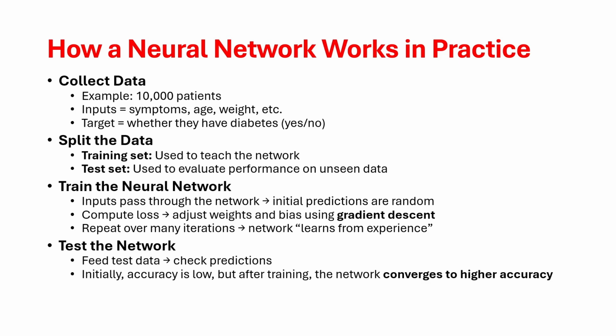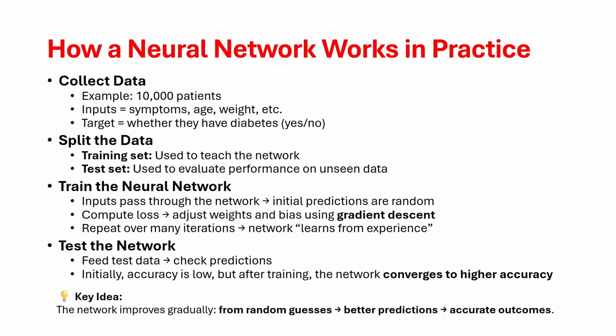Split the data. Training set, used to teach the network. Test set, used to evaluate performance on unseen data. Train the network. Inputs pass through the network, make predictions, compute loss. Adjust weights using gradient descent, repeat many times. The network learns from experience. Test the network. Feed test data and check predictions. At first, accuracy is low, but after training, the network converges to higher accuracy. The network improves gradually from random guesses to better predictions to accurate outcomes.